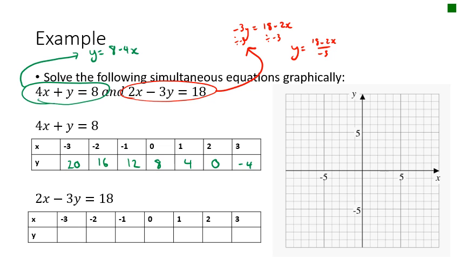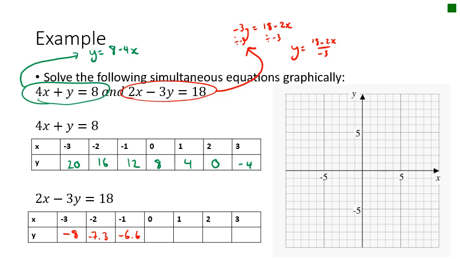Now, I've just worked those out in my head, but you can work them out by solving the equations. In my second table, I'm going to go minus 3 times minus 2 is 6. 18 plus 6 is 24. 24 divided by minus 3 is minus 8. Negative 2 times negative 2 is plus 4, so that's 18 plus 4 is 22. 22 divided by minus 3 is going to be minus 7.3. Negative 1, so that becomes 20 divided by minus 3, which is going to be minus 6.6.